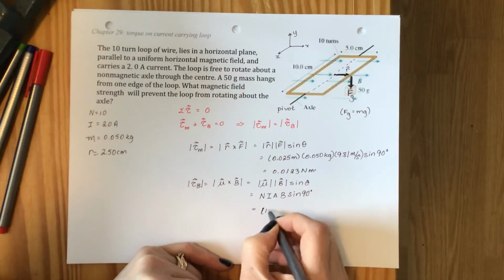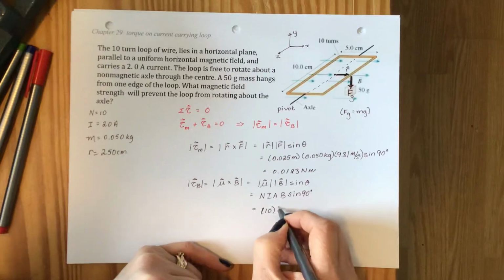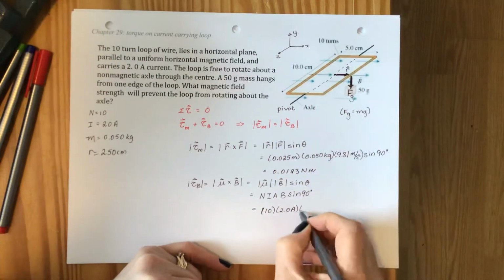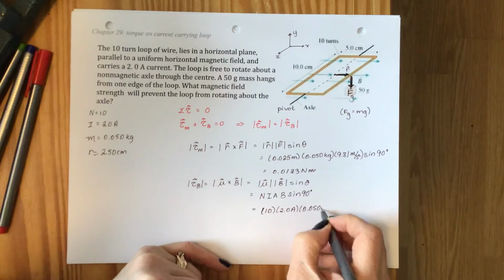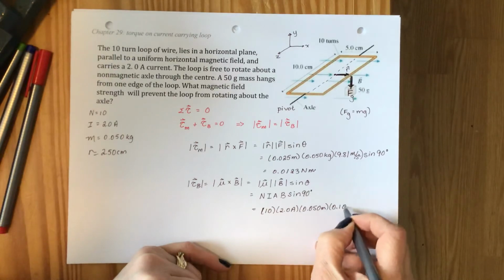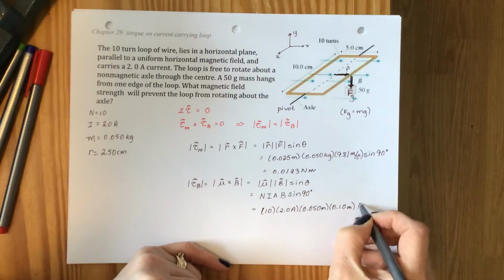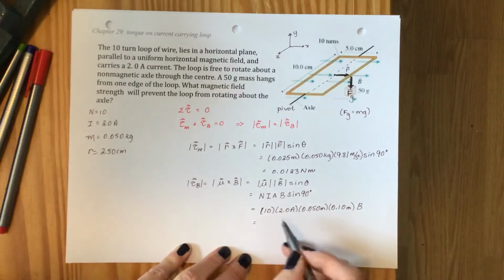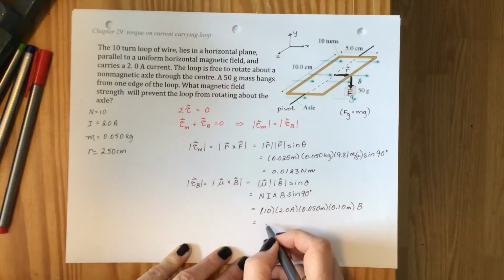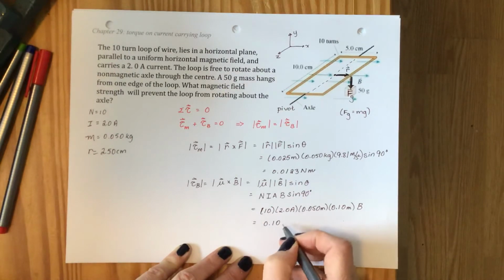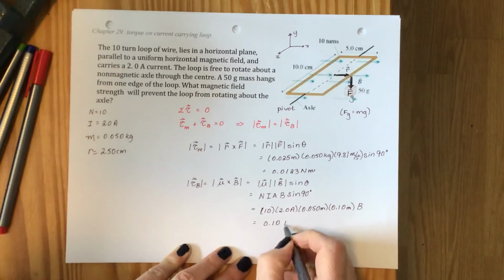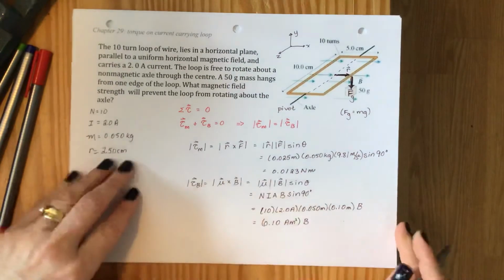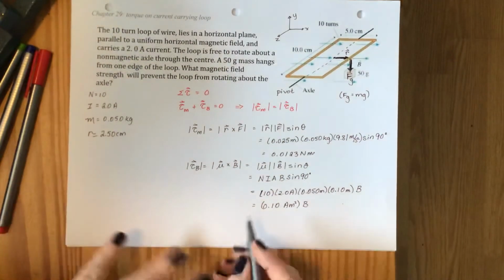So our N here is 10. Our current I is 2 amps. Area is length times width. And then our magnetic field is what we're trying to find out. We'll just leave that as B. So then if you multiply all these numbers together, you should get 0.1 with units of amps times meters squared times B. So now we know those two guys have to be equal. Let's set them equal.